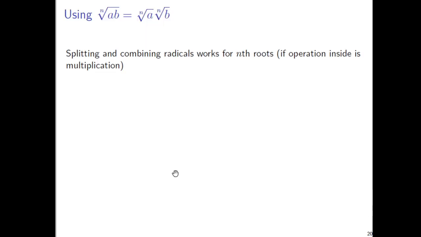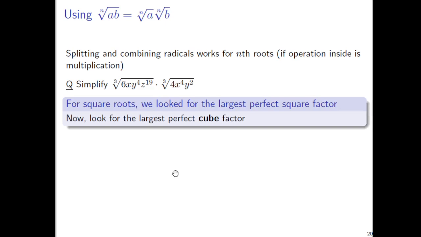Okay, this whole process that we have been practicing for square roots would also work for third roots or fourth roots. Again, as long as the operation inside the radical is multiplication. So let's look at cube root of 6x y to the fourth z to the 19th times cube root of 4x to the fourth y to the second. So for square roots, we had been looking for the largest perfect square, which was a factor. Now we should look for the largest perfect cube, which is a factor.